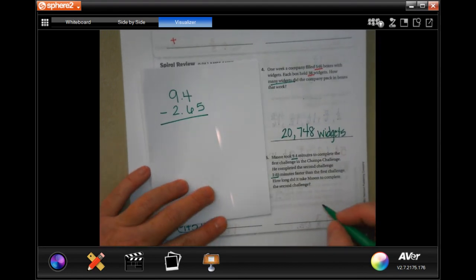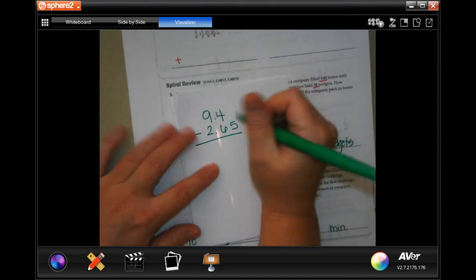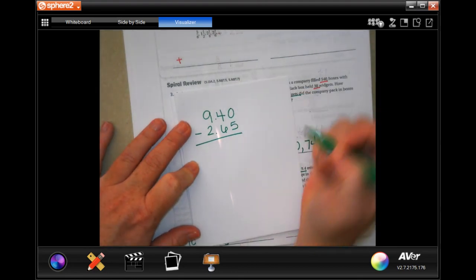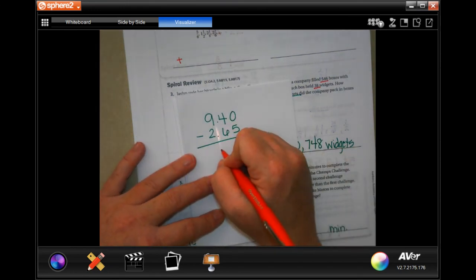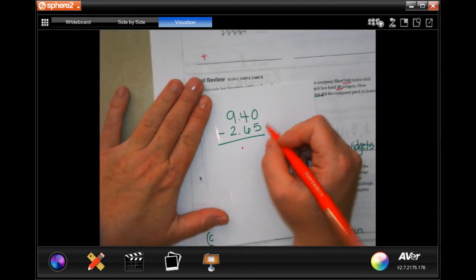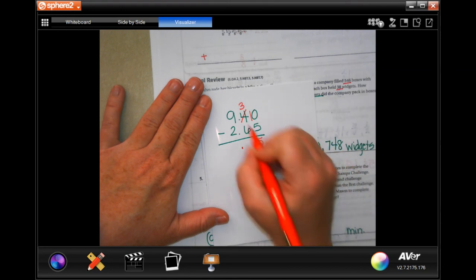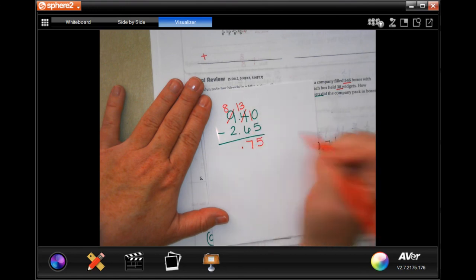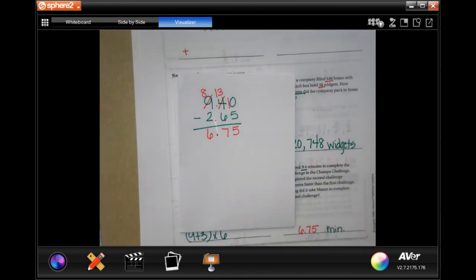Whatever it is, it's going to be measured in minutes. So you can't take 5 away if there's not even a number there. I'm going to put a 0 because it's after the decimal. Now, first things first, I'm going to drop my decimal. 0 cannot take away 5, so I'm going to borrow 1, making it 10. 10 take away 5 is 5. 3 cannot take away 6. I'm going to borrow 1, making it 13. 13 take away 6 is 7. 8 take away 2 is 6. 6.75 minutes. Okay, guys, write your work down.